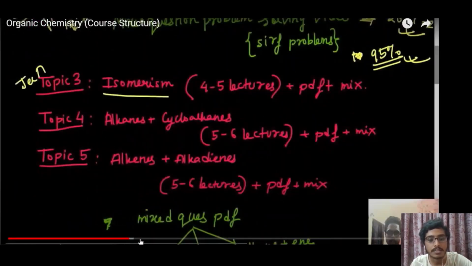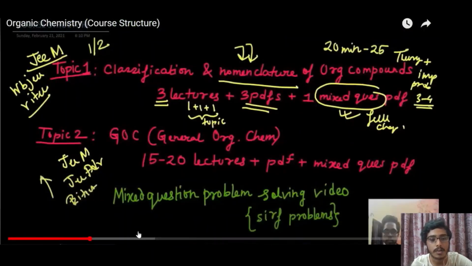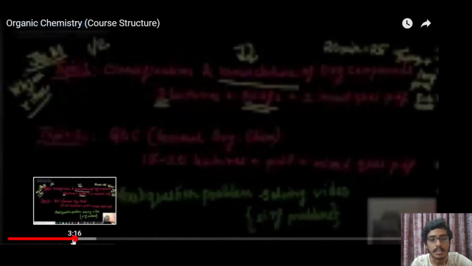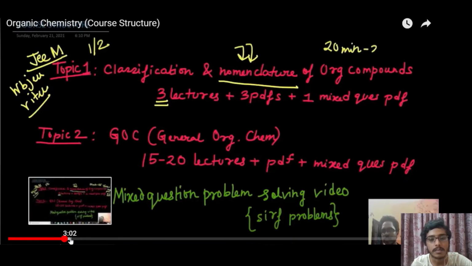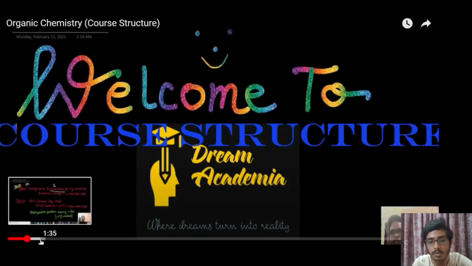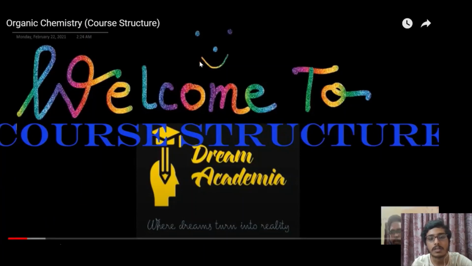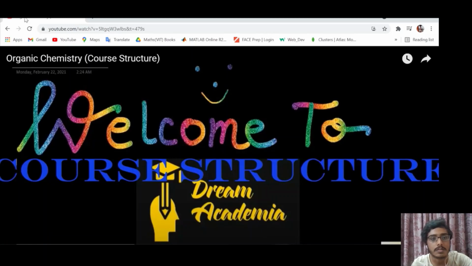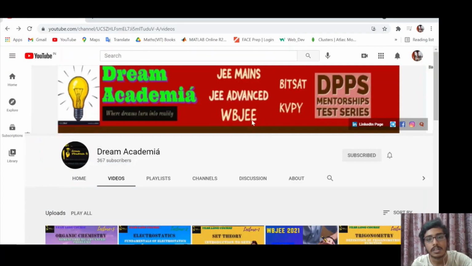Although in organic chemistry there is nothing to skip, you must know everything, because they ask questions based on reaction mechanism. They give those long chains of reactions, so you must know everything. However, if you want to know the important concepts, you can go through this video, where almost every chapter of organic chemistry, all the important concepts have been mentioned in detail.